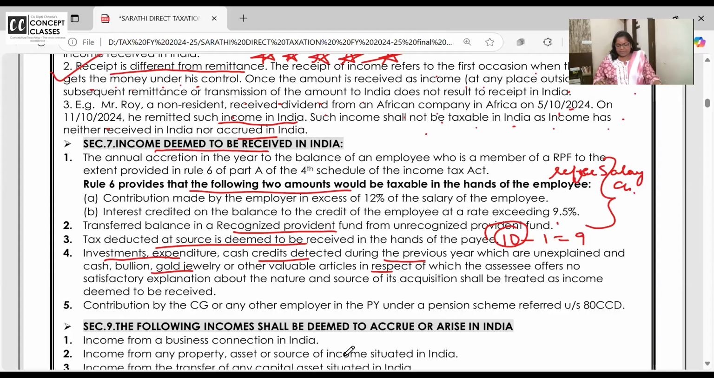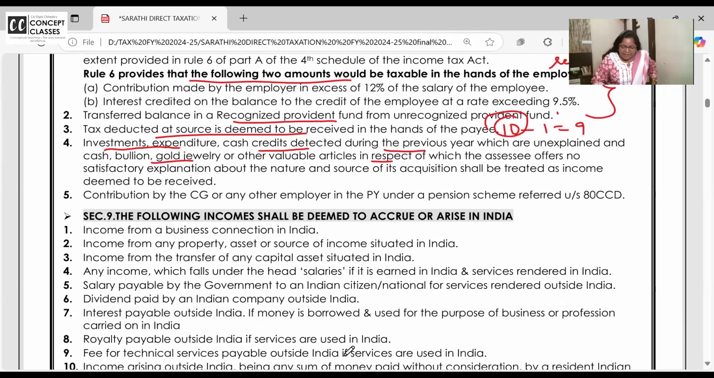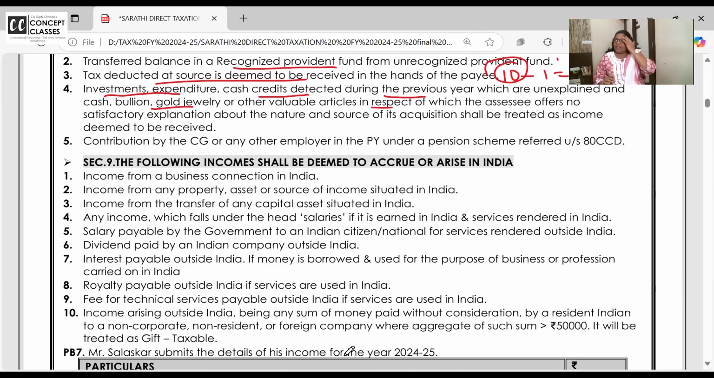Come, let's do that. Just read it. Okay. Now, when is income accrued in India? If it is having a business connection in India. And business connection, we will study in detail later. First just understand. Or the property or asset is located in India.